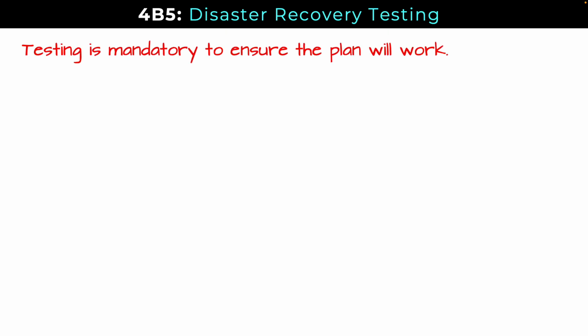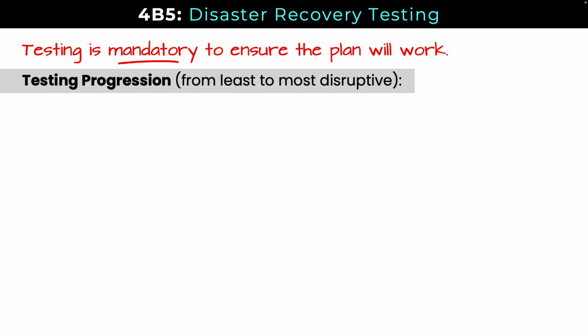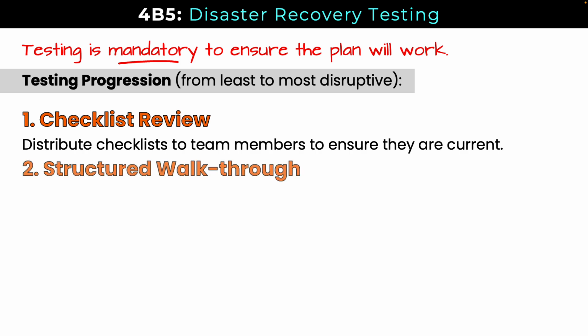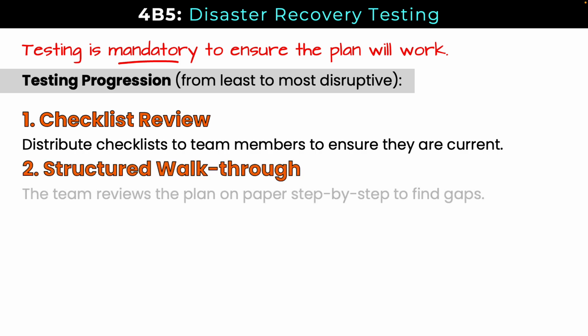Like with business continuity, testing is mandatory to ensure the plan will work. So I want to talk about the different types of tests, and we'll look at them in their order from progressively least disruptive to the most disruptive. So there's the checklist review, where we distribute checklists to team members to ensure they're current, not disruptive at all. The structured walkthrough. The team reviews the plan on paper step by step to find gaps.